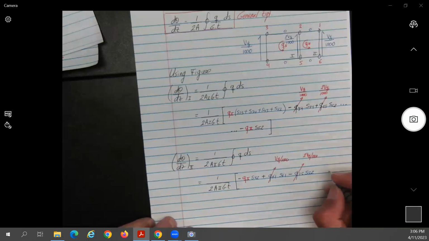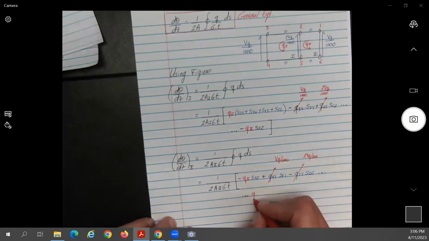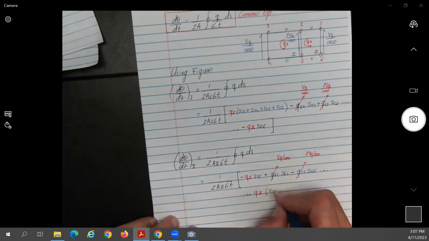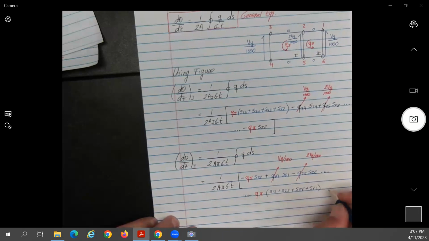And now maybe I'm going to put here the points. What would be the last one that we need? Q2, perfect. We'll be going through what? We'll be going through all of them. So it's what? S12 plus S25 or 52 plus S56 plus S61.